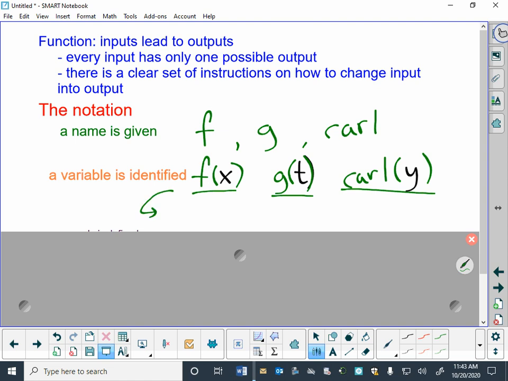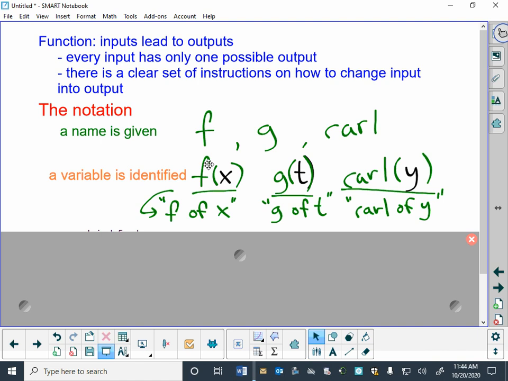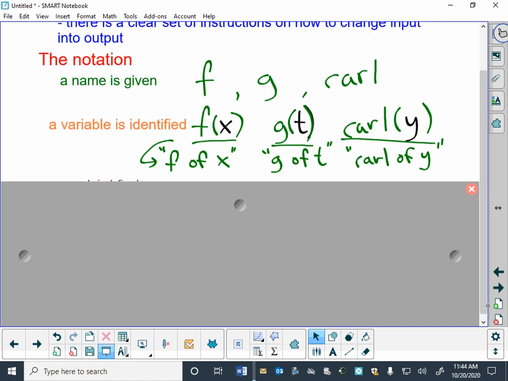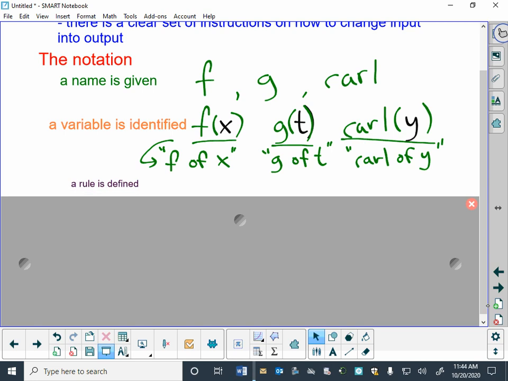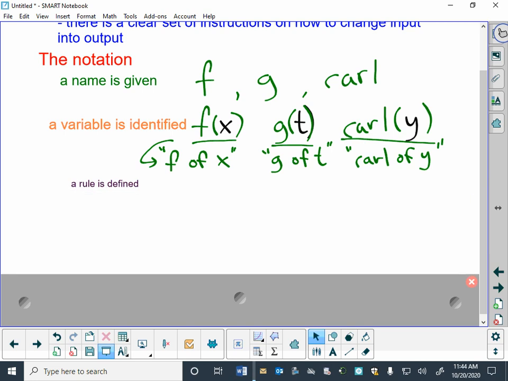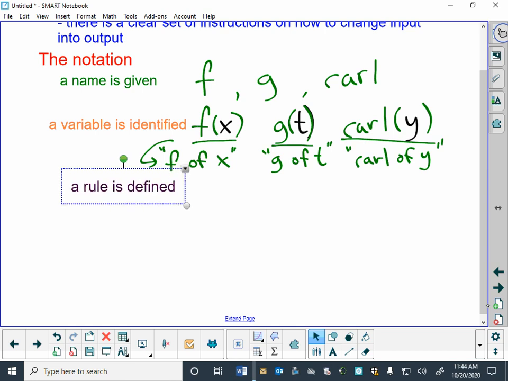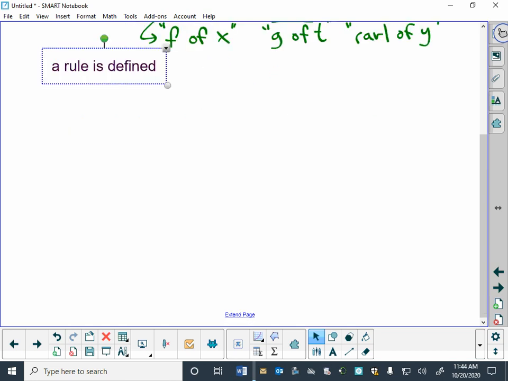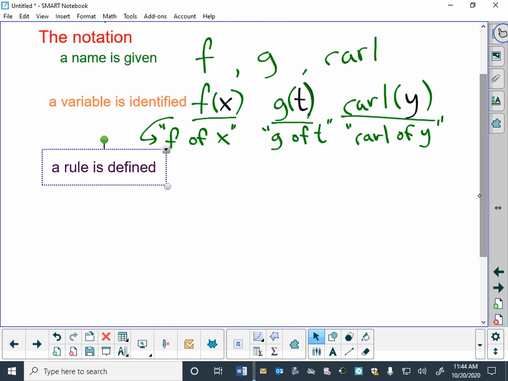So again, we'll read this one as f of x or g of t or Carl of y. So the function has a name. We identify a variable that goes along with that name, and then we have a rule to define how to change the inputs into the outputs. Okay? And so in this one, we'll make up some rules here. We'll say that our f of x, the rule for that is, I'm just going to say 20x plus 8.